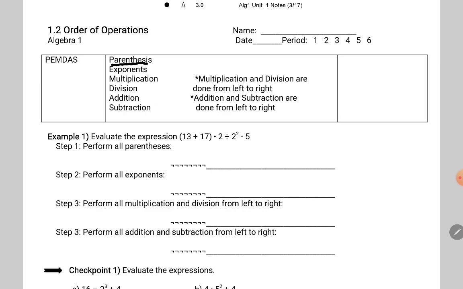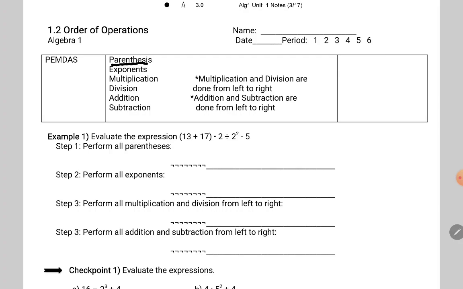Now, there is a little cautionary thing here: multiplication and division are done from left to right, and addition and subtraction are also done from left to right. Now, here we go.